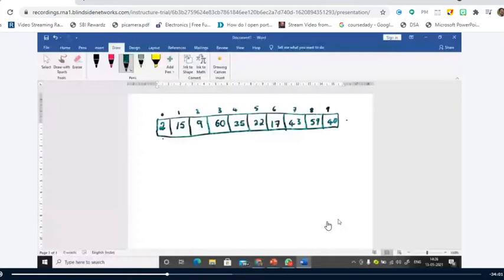Selecting a pivot element. You can select the first element as the pivot or the last element as the pivot, or you can take the first element, last element and middle element. What is the middle element here? How can you find the middle element? You have to take the indexes 0 plus 9 by 2, that is 4.5. Either you can take the ceil of 4.5 or the floor of 4.5. Both are correct. So if you take the floor of 4.5, what is the value?